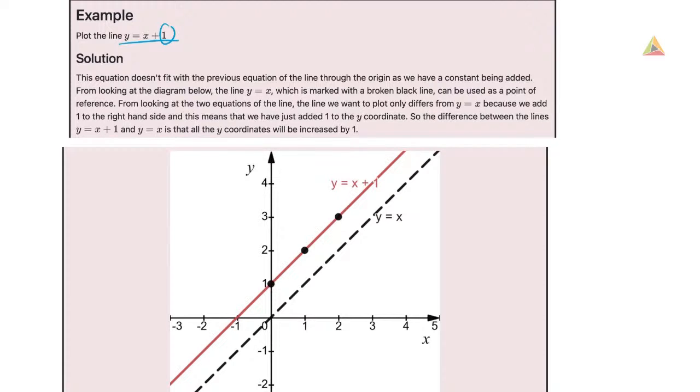So the difference between the lines y is equal to x plus 1 and y is equal to x is that the y coordinates will be increased by 1. So you see it's kind of shifted there. So the y coordinates have gone up by 1.